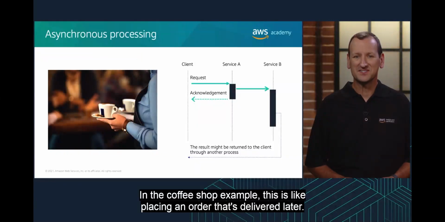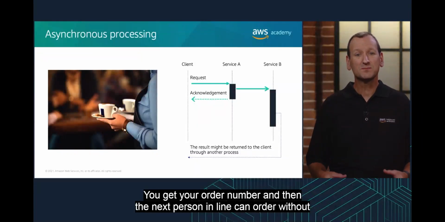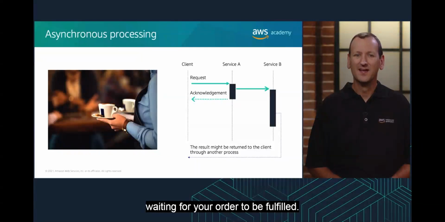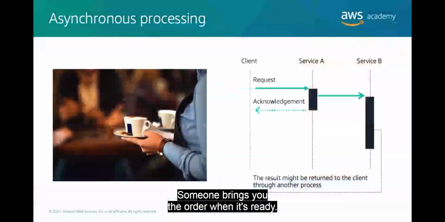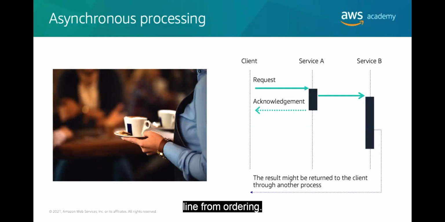In the coffee shop example, this is like placing an order that's delivered later. You get your order number, and then the next person in line can order without waiting for your order to be fulfilled. Someone brings you the order when it's ready. A problem completing your order does not prevent the person behind you in line from ordering.